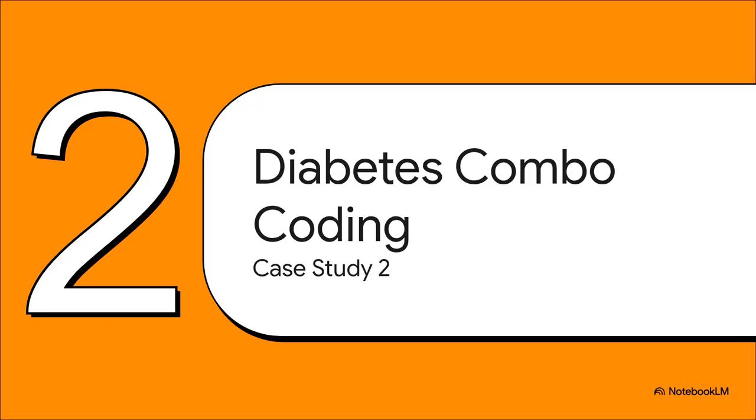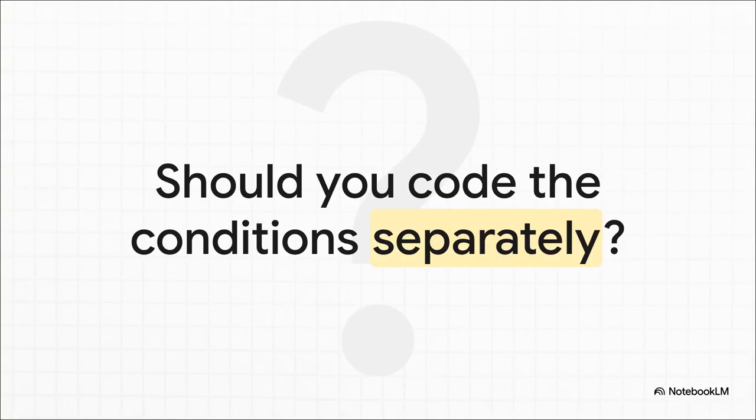Case Study 2, Diabetes Mellitus Combination Coding. That brings us to our second scenario. Here's the setup. We have a patient with type 2 diabetes who presents with diabetic nephropathy, and they're currently managed with long-term daily insulin injections. This is a massive pitfall on the exam. Should you code the diabetes, then code the kidney disease, and then code the insulin totally separately?